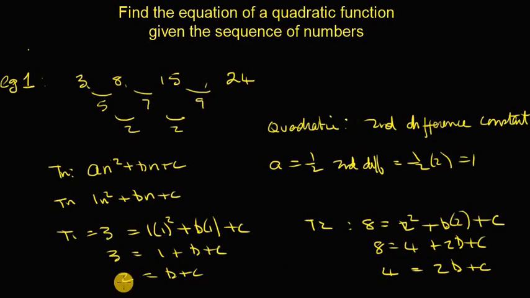Now I'm going to bring this equation over here. So 2 is equal to b plus c. I'm going to subtract to eliminate the c. 4 take away 2, I'm subtracting the whole lot. 4 take away 2 is 2, and 2b take away b is equal to 1b. So b is equal to 2. And if b is equal to 2, that means that c is equal to 0.